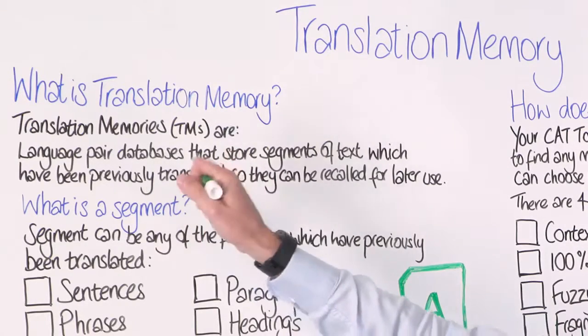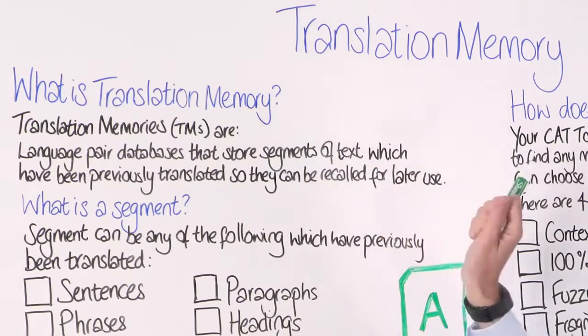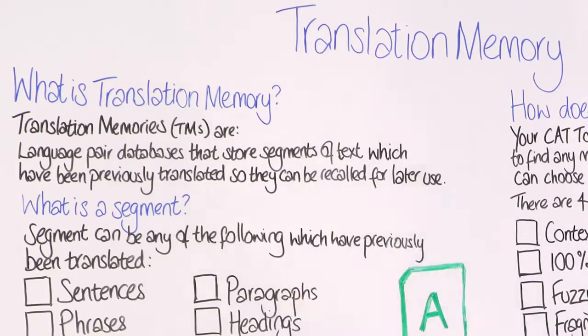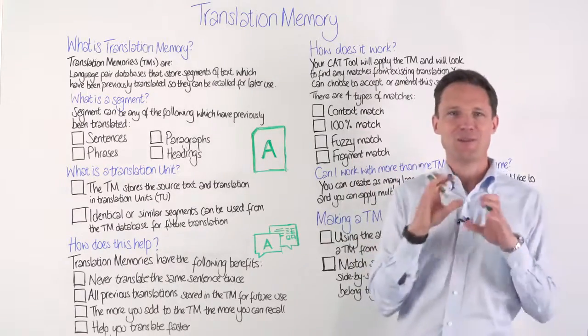So what is a translation memory? It's a language pair database that stores segments of text which have been previously translated so they can be recalled for later use. I don't know how much sense this made to you, so we're going to try to explain all of this.